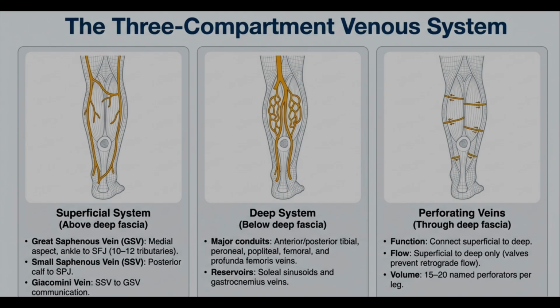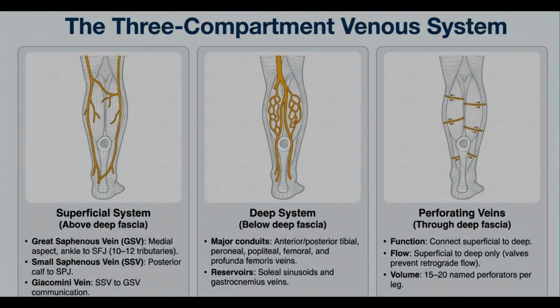Coming to the venous system of the lower limb, it has three main components: the superficial, deep, and the perforator system. The superficial system is above the deep fascia. It consists of the great saphenous vein, which is present in the medial aspect and extends from ankle to SFJ. It has 10 to 12 tributaries. The small saphenous vein is posterior to the calf muscle.